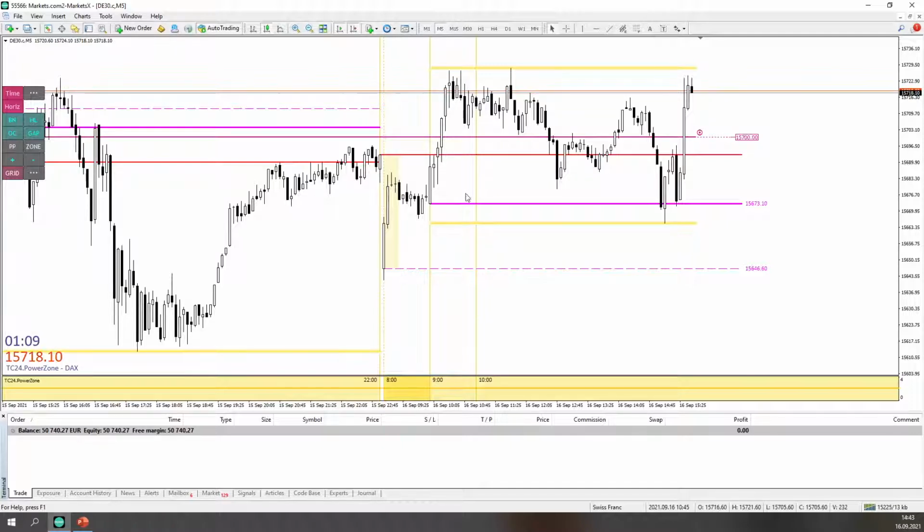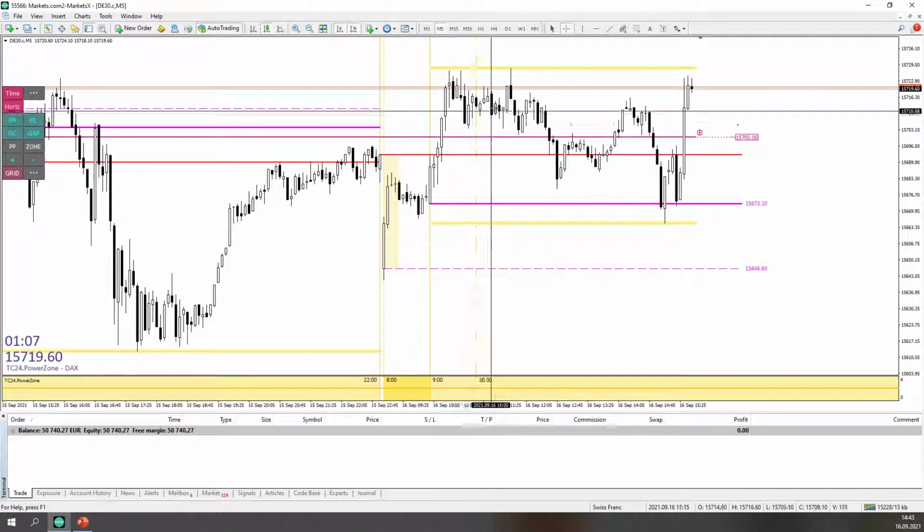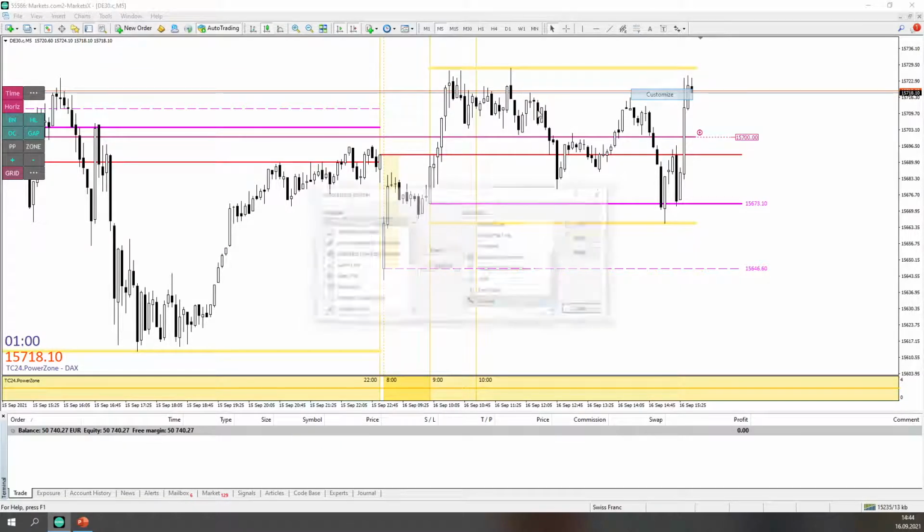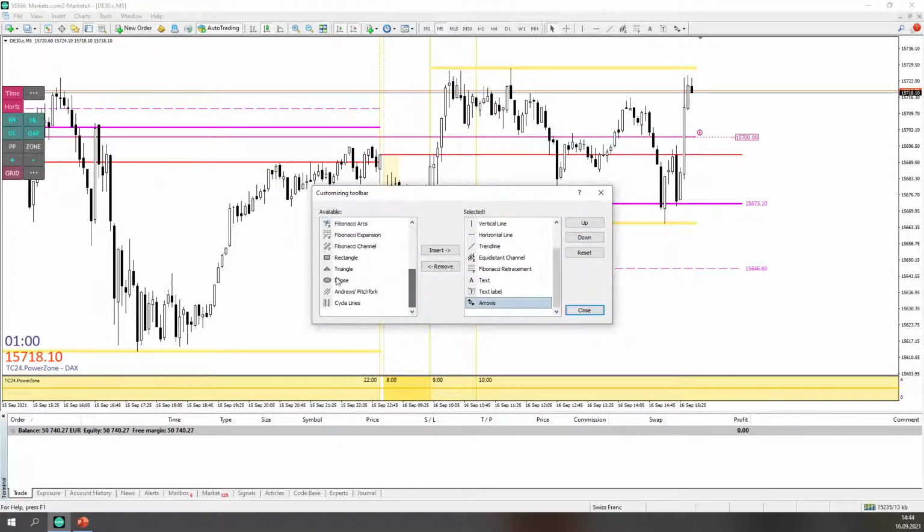If you got into a trade today in the morning, somewhere in this area, I can just mark it with a color. Let's see, we have something here to draw. I have to customize that. Give me just a second.